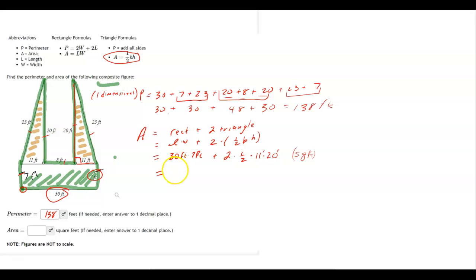So 30 times 7, 7 times 3 is 21, so 30 times 7 is 210. And then the 2 times 1/2, we can multiply these together and just get 1, right? That gives us 1 times 11 times 20, which is 220. That gives us 430, and that's going to be square feet. So those are our two answers. There's our area, and our perimeter was 138. I hope you found this helpful.